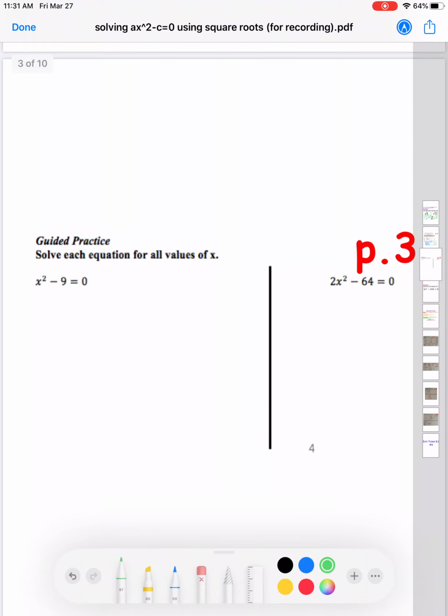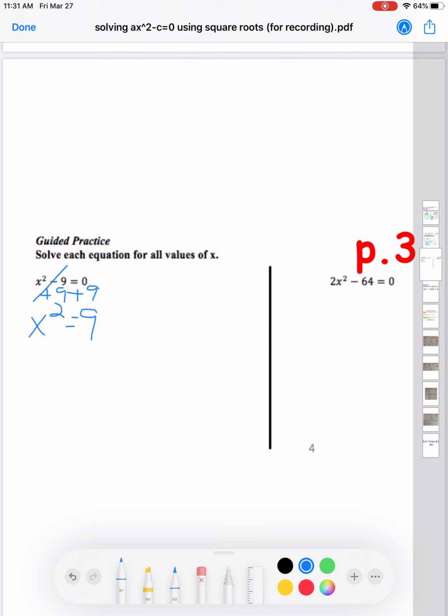Okay, so looking at our first problem here, the first thing I want to do is move that negative 9 to the other side. The opposite of subtracting 9 is to add 9. So I'll add 9 to both sides. I'll bring down the x squared. The 9's on the left side cancel, and I know that 0 plus 9 is 9.